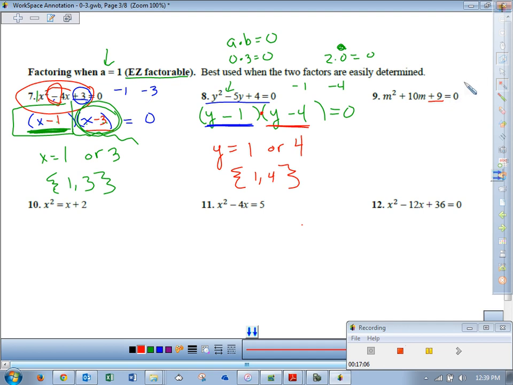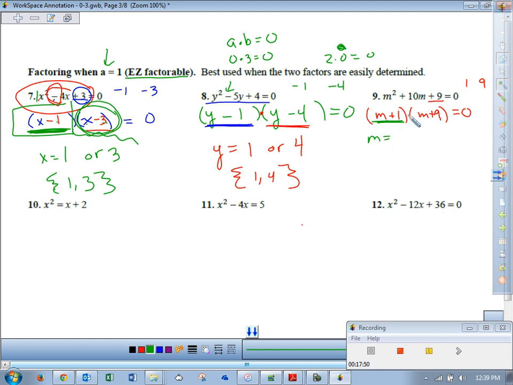Two numbers multiplied together to be 9. Well, how about 1 and 9? Wouldn't that be a first place to start? Do those add together to be 10? There's the bingo right there. So we make it into m plus 1 times the quantity of m plus 9. And please don't forget that it still has to equal 0. That's the easy part right there. That's easily factorable. No work required. Just copy the pattern.